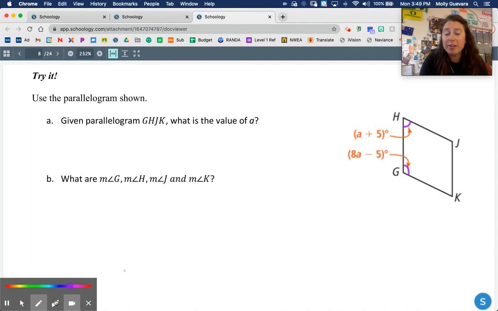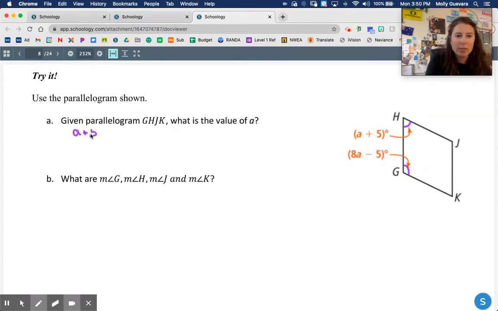Okay, hopefully we gave this a try. When we go back and think, what's the property of consecutive angles in a parallelogram? They add to 180. So if I add one angle, which is A plus 5, plus the other angle, which is 8A minus 5, I should get 180 degrees. So let's solve this. A plus 8A is 9A. 5 minus 5 is 0. I get 9A equals 180, divided by 9 on both sides, and I get A equals 20, which is what it's asking me to find in that first part.